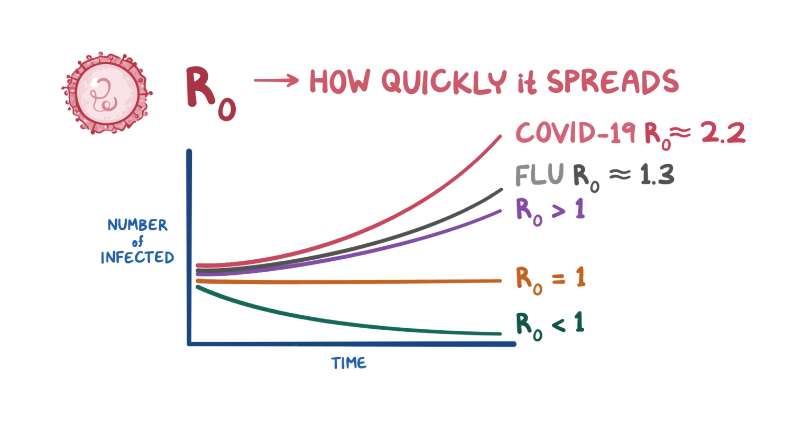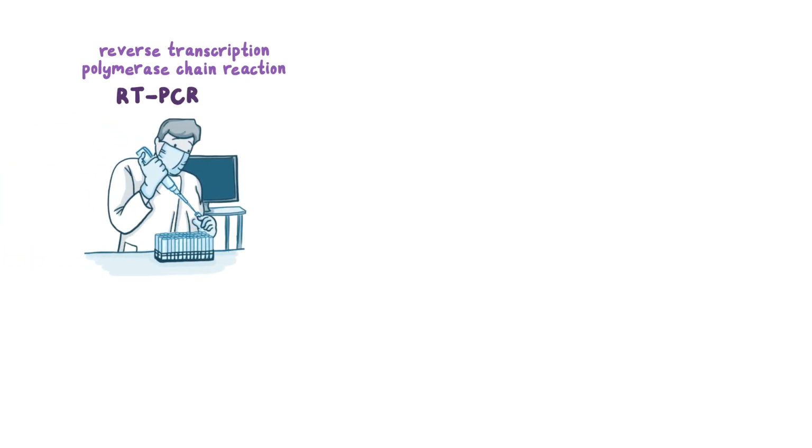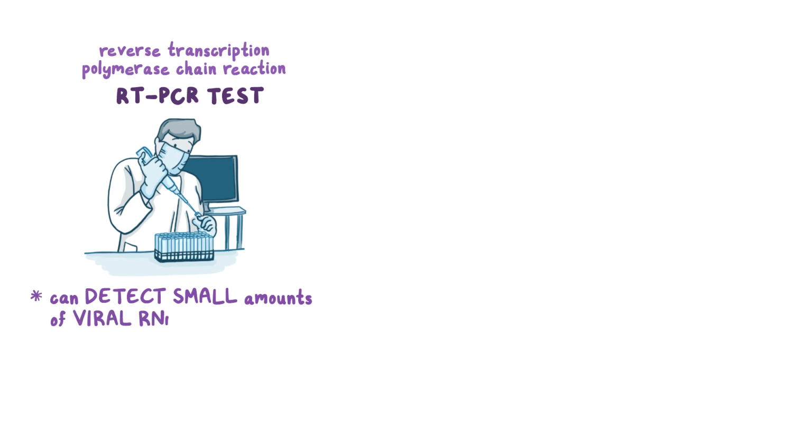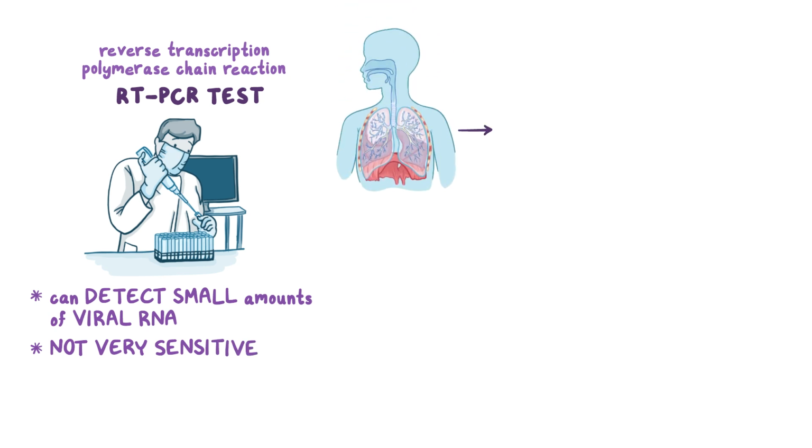To confirm the diagnosis, a reverse transcription polymerase chain reaction, or RT-PCR test, can be done, which can detect very small amounts of viral RNA. It's worth mentioning, however, that early in the disease, the RT-PCR can often miss the infection altogether, meaning that it's not very sensitive. So, if severe pulmonary disease is suspected, a chest CT should also be done to help detect the presence of viral pneumonia.